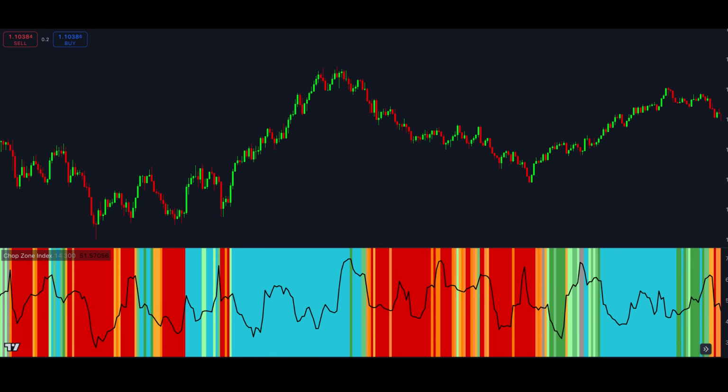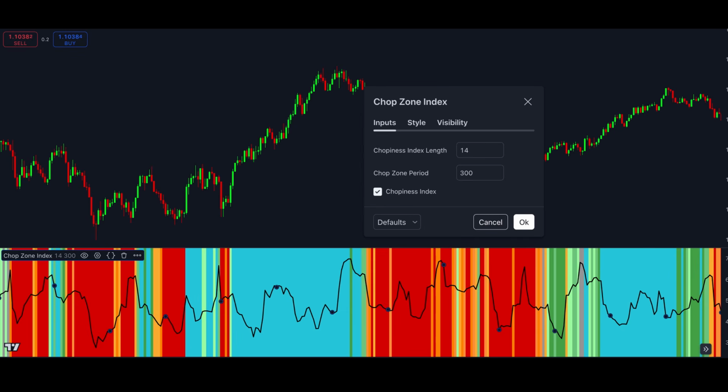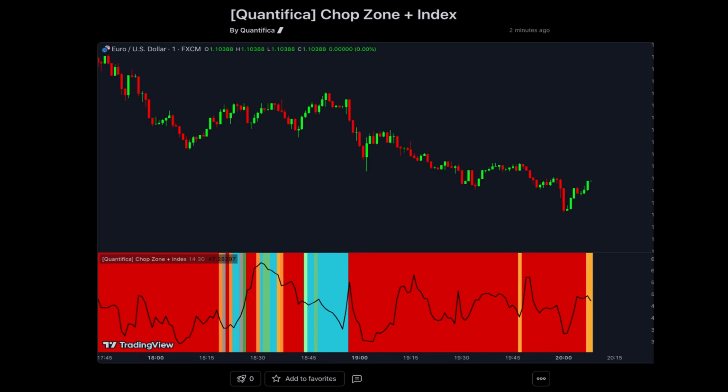In the settings, you're able to toggle on and off the Choppiness Index over the chop zone and change the lengths of both indicators.